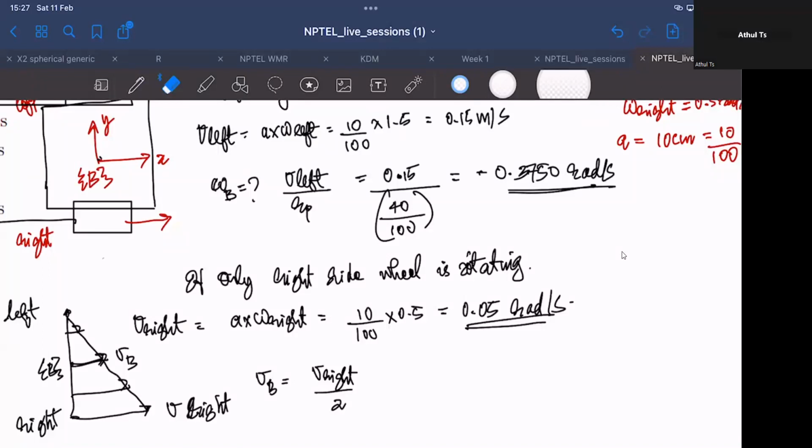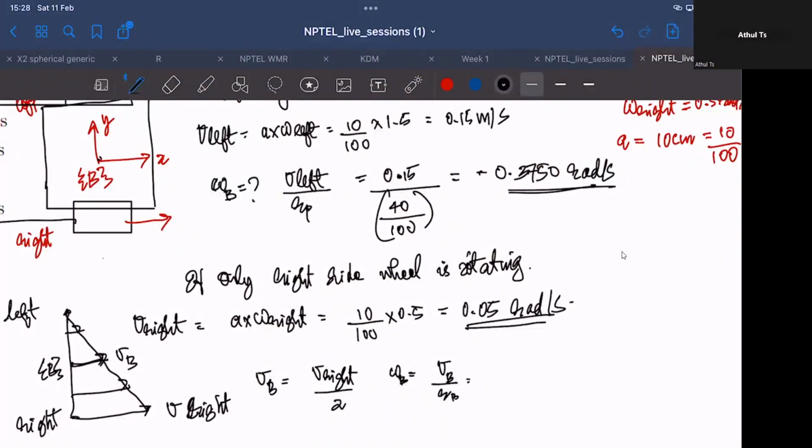So velocity VB, or velocity of the body frame with respect to the right wheel, would simply be half of the velocity of the right wheel. In this regard, it would be simply half of V right. Then if that is the case, what would be omega V? Omega V would be simply velocity of B divided by the radius RB.